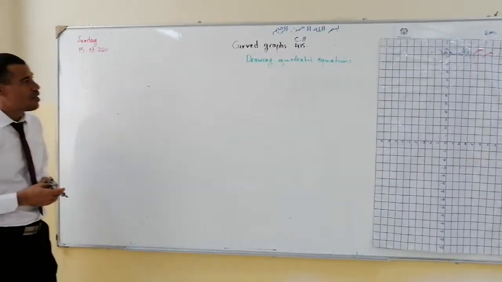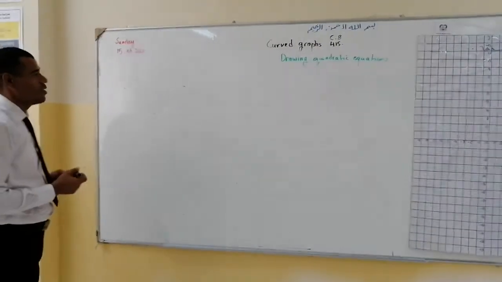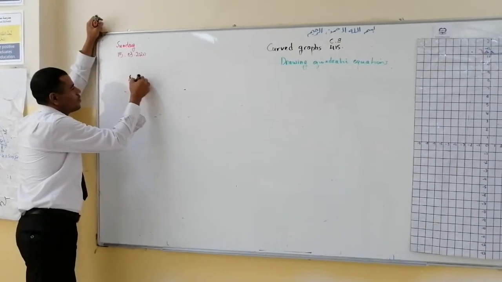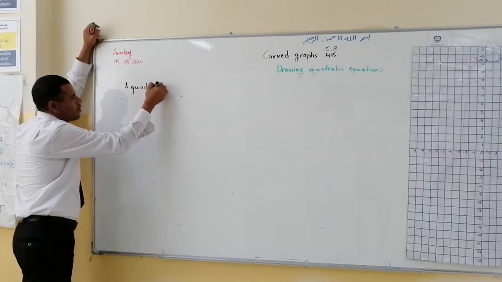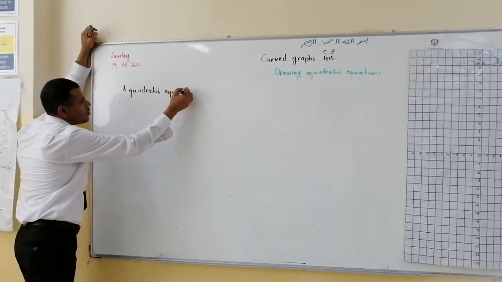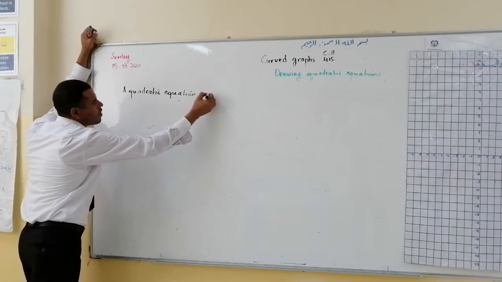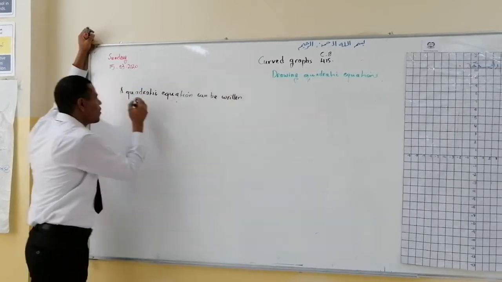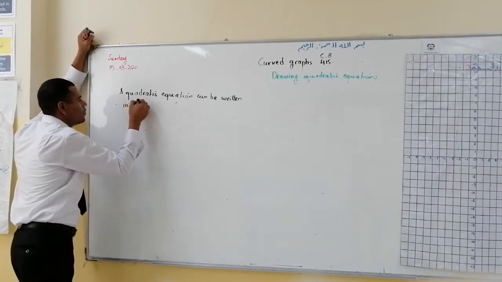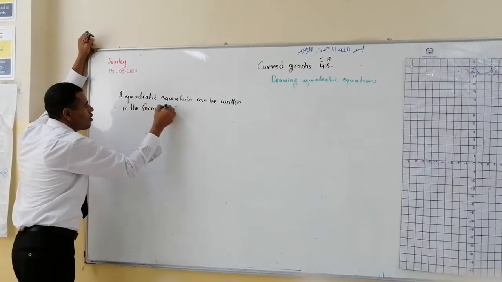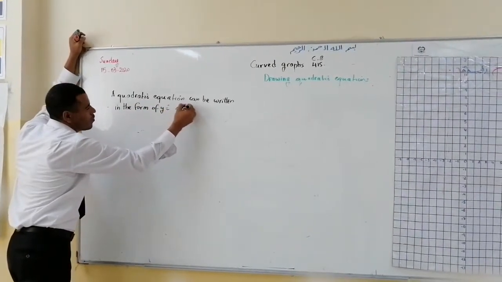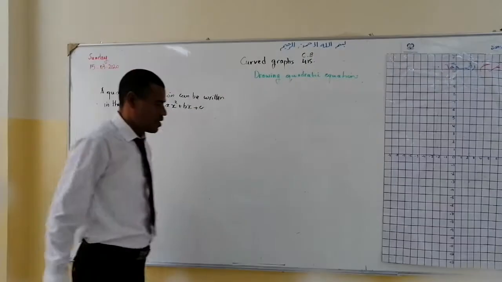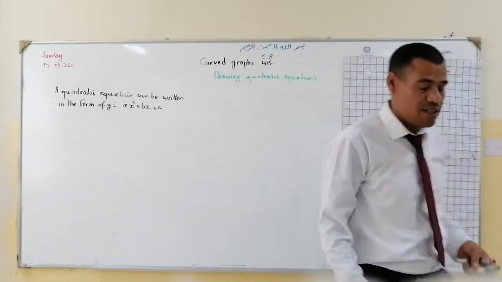Today we will try to draw the graph of a quadratic equation. Okay? So, you already know that a quadratic equation can be written in the form of y equal ax squared plus bx plus c. Here, this is our quadratic equation where a, b and c are real numbers.